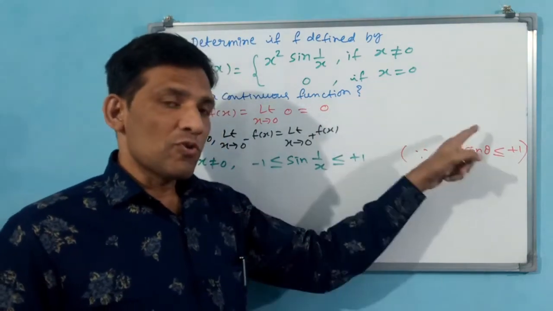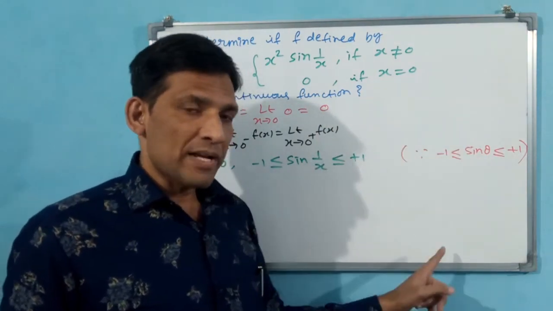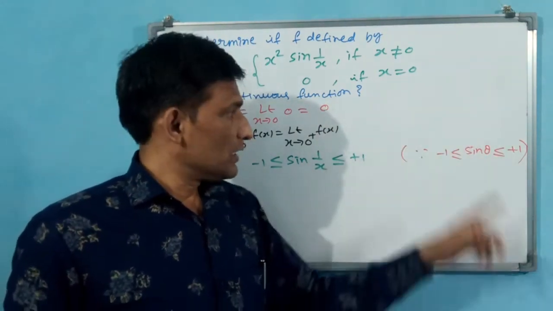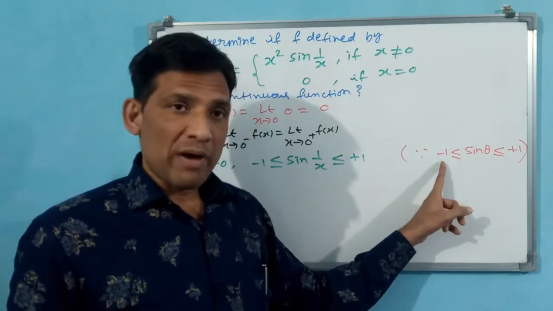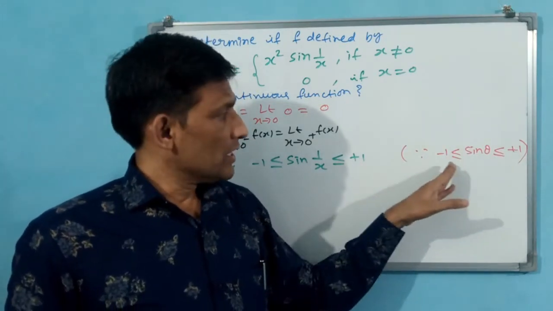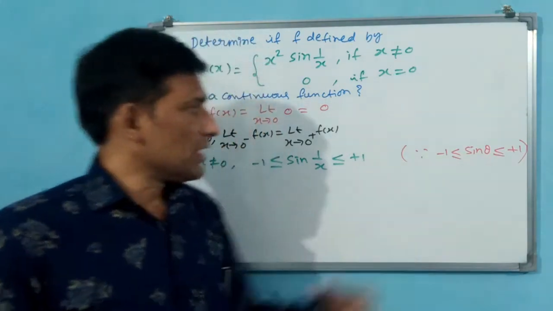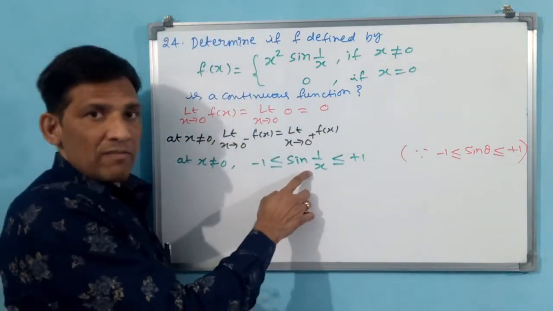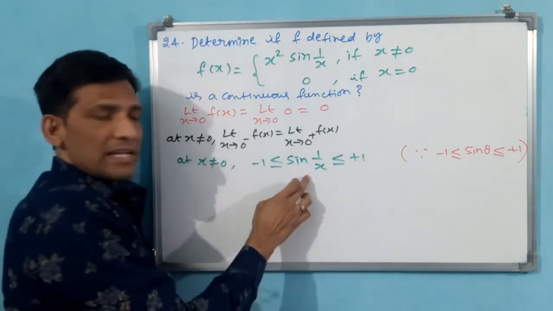That means from 0 to 1, 1 to 0, 0 to minus 1, again minus 1 to 0. That means the value revolves around minus 1 to plus 1 only. In between, 0 will come. We know very well. Now you think theta is like 1 by x here. The theta is like 1 by x.